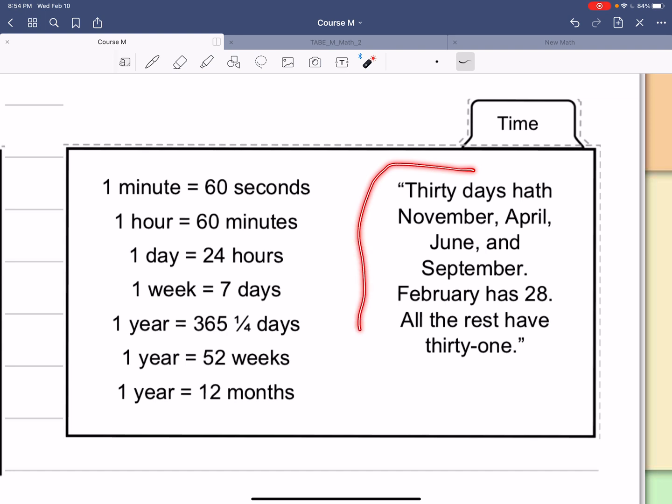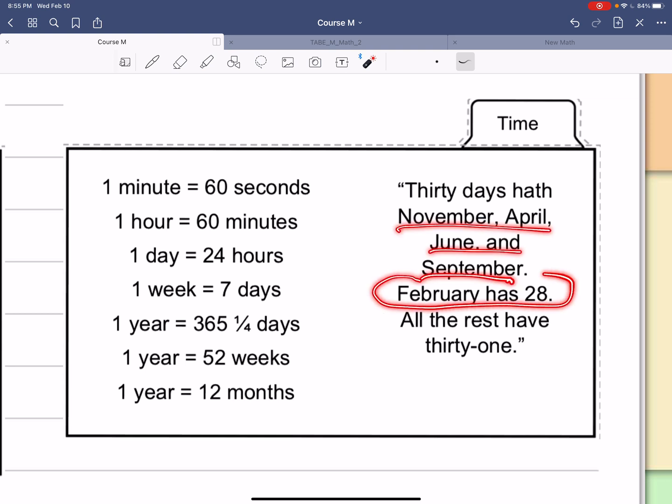This is the way I learned to remember the numbers of days in each month. There are lots of other ways that you can do it, but this is the one I learned, and I thought I would share it with you. I memorized this sentence. 30 days hath November, April, June, and September. February has 28. All the rest have 31. So whenever I have to think about the months of the year, I can remember that these 4 have 30 days. February has 28, and then all the rest have 31.